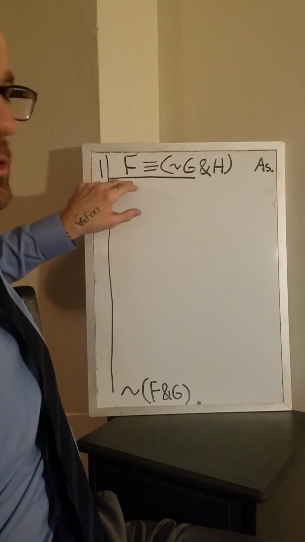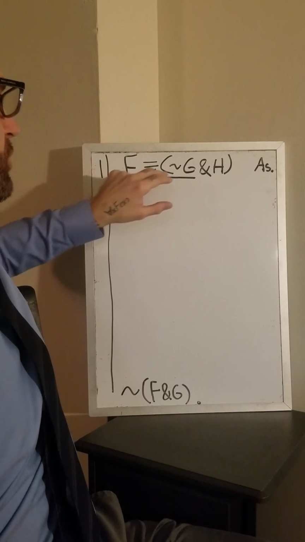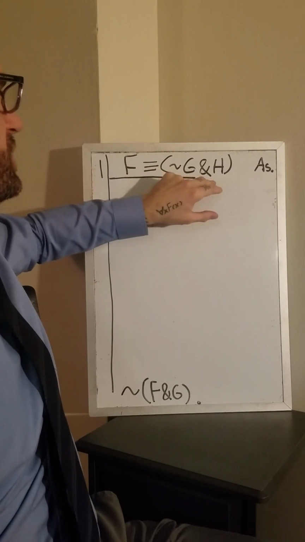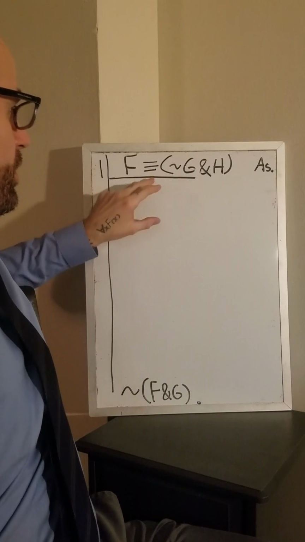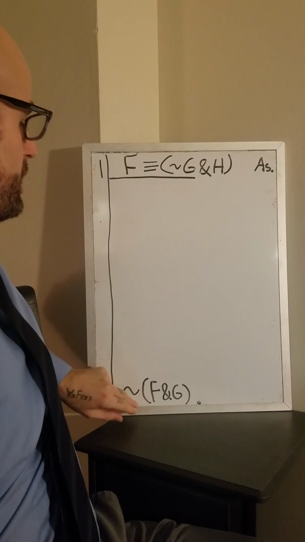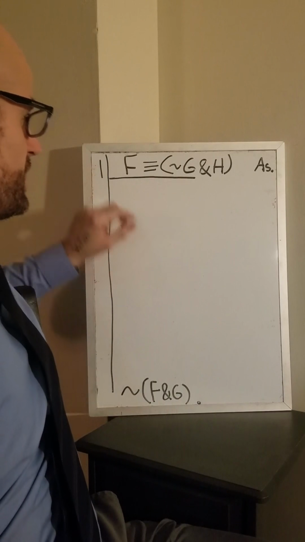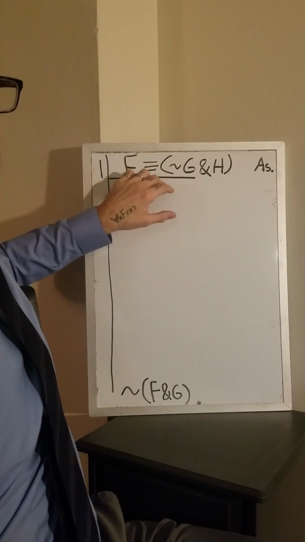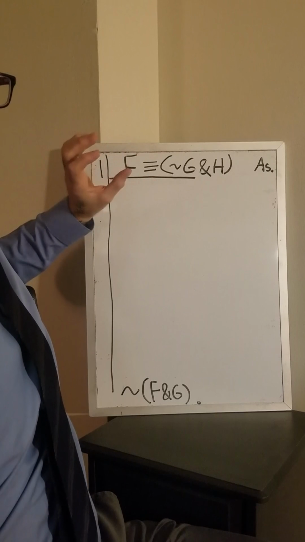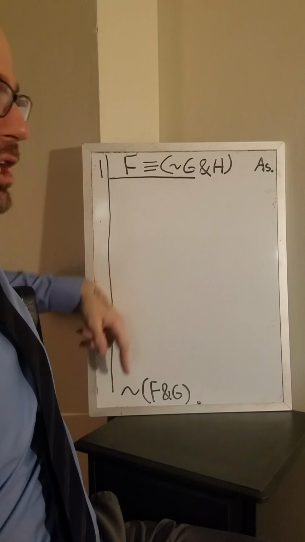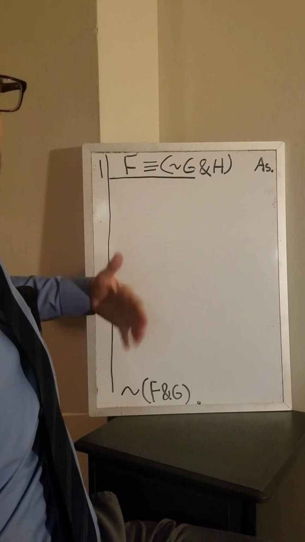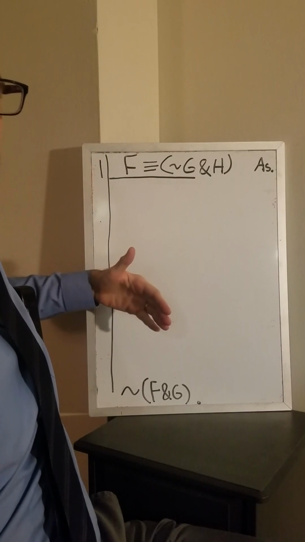So the premise of this argument is F is equivalent to not G and H. And we're trying to show that this conclusion, not F and G, follows from this. Now, this is an example of a case where negation introduction, one of the negation rules, is the only way you can go.